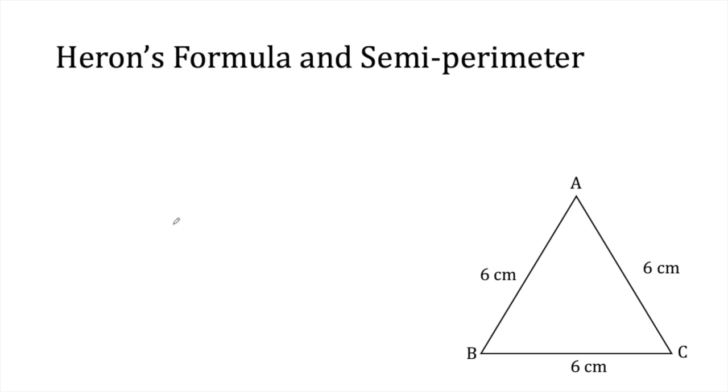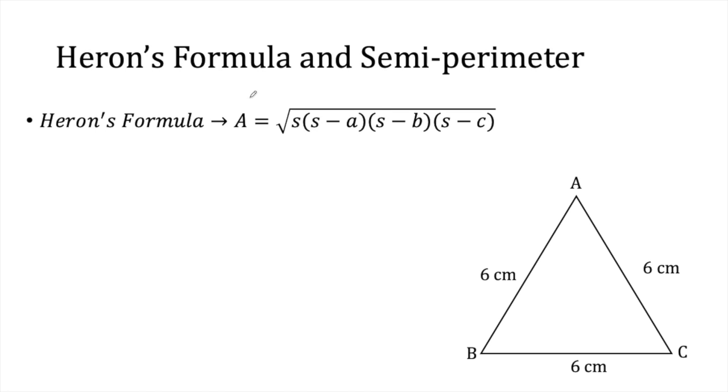So let's begin. Heron's formula states that the area is given as the square root of s times (s minus a) times (s minus b) times (s minus c). And when you first look at this formula, you might think, 4 different variables to calculate the area? That seems extremely difficult. But don't worry, we'll make it really simple for you.